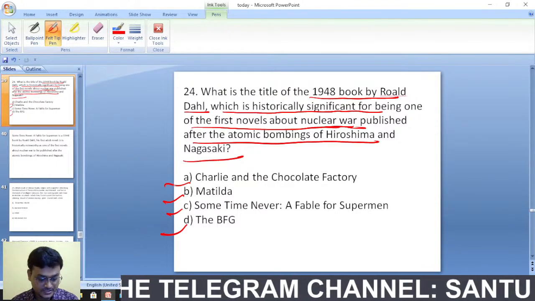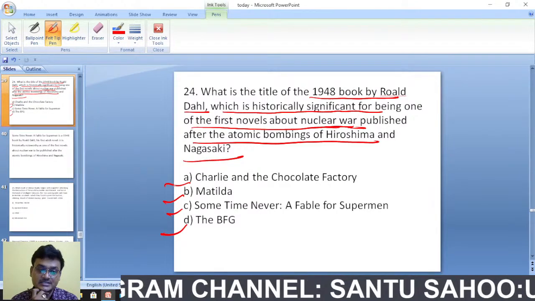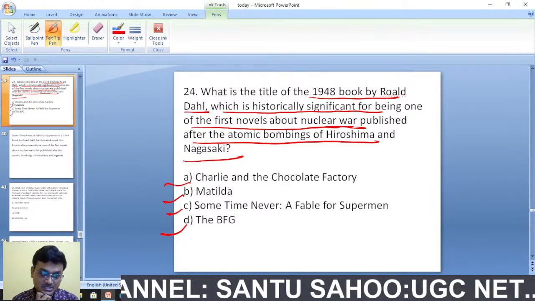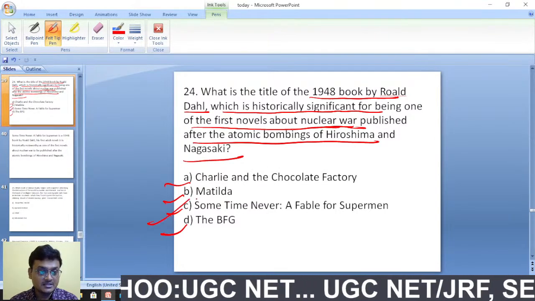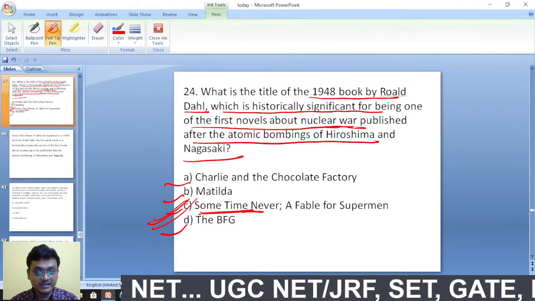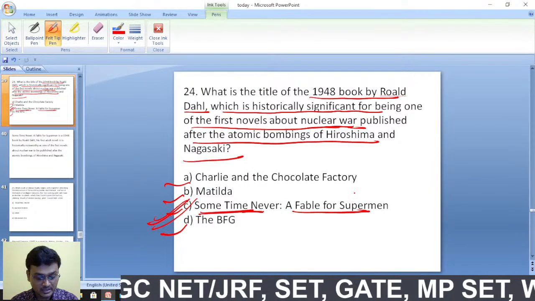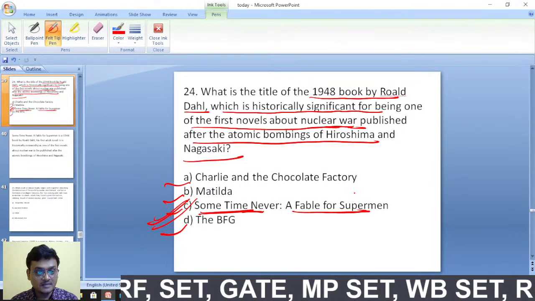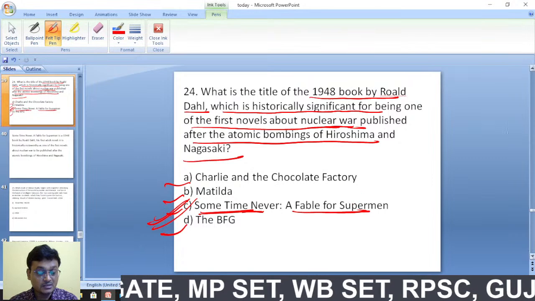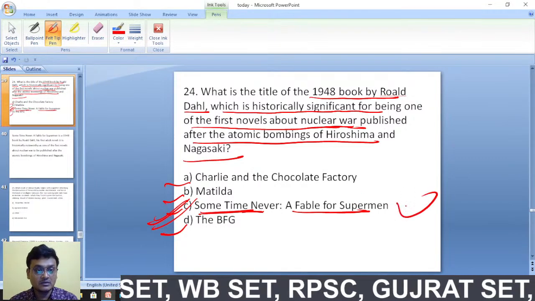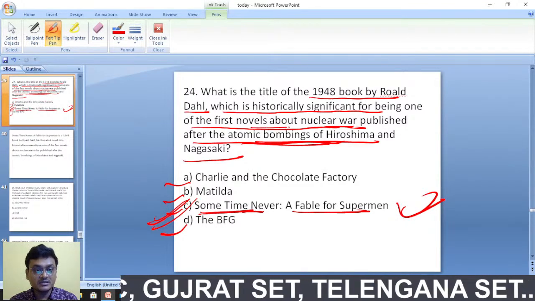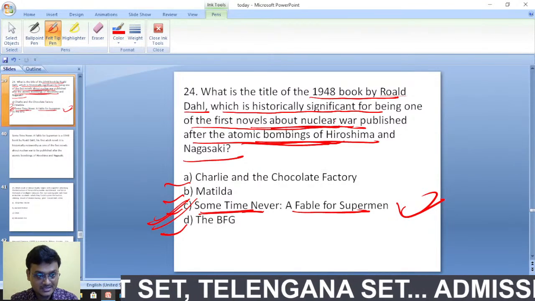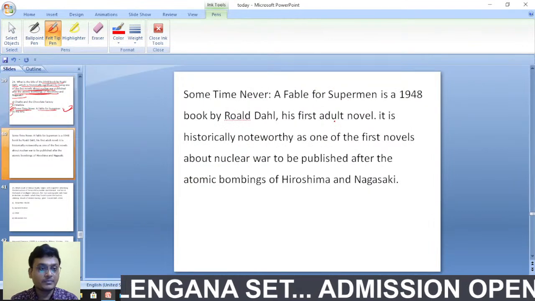Exactly. Fantastic, Sobransu. Excellent. Incredible. This is Sometime Never, a Fable for Superman by Roald Dahl. Yeah, exactly, Anandita. Sometime Never, a Fable for Superman is the one. That is by Roald Dahl, dealing with nuclear war, published after the atomic bombings. Excellent. Here C is the right answer.